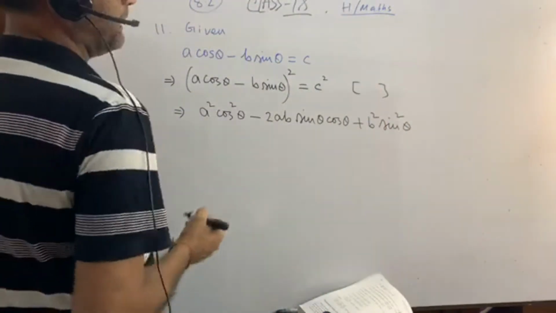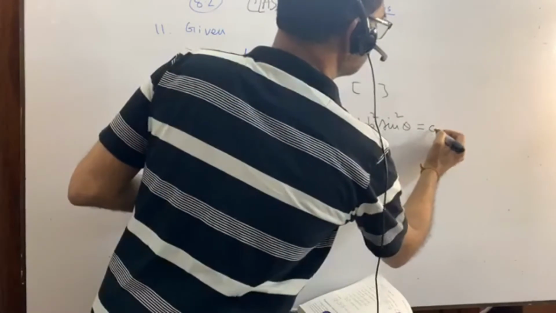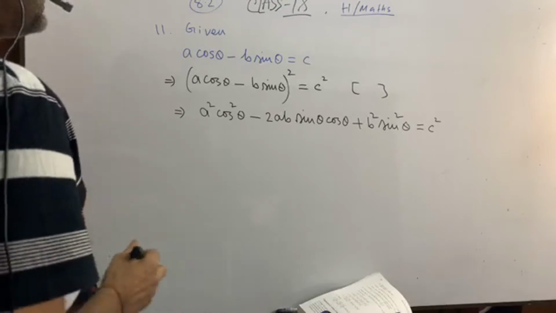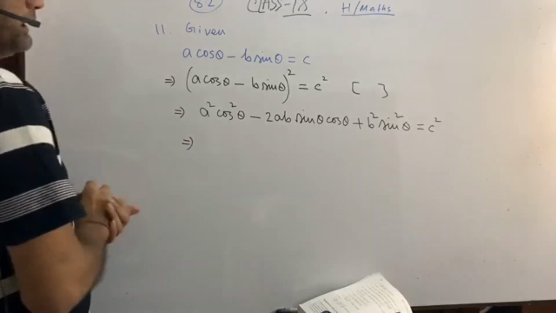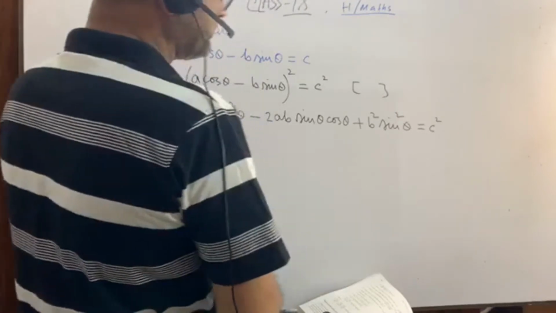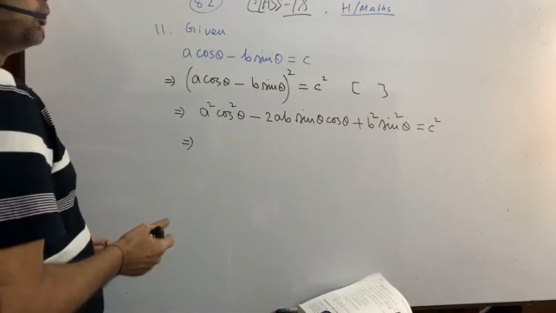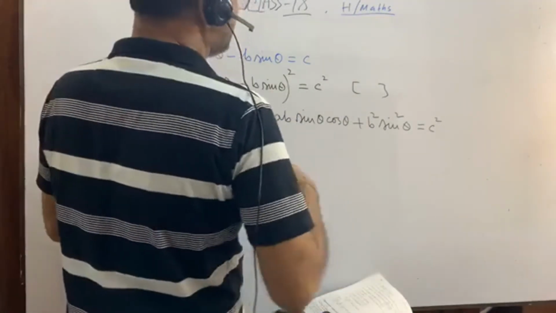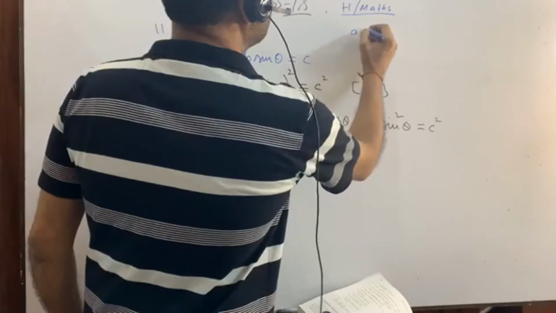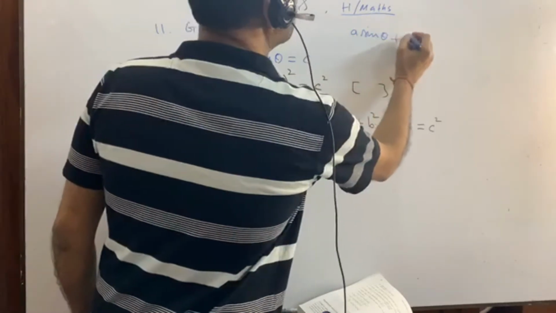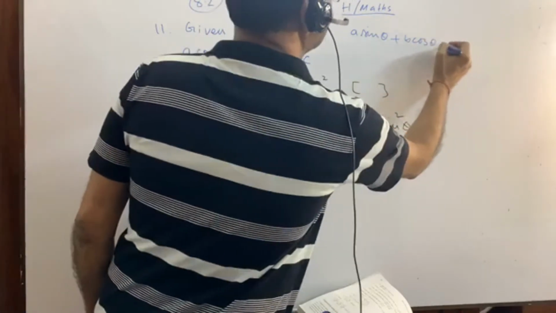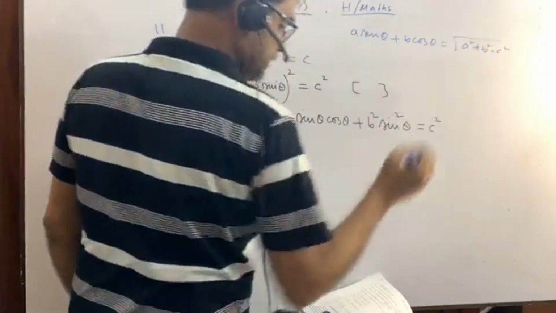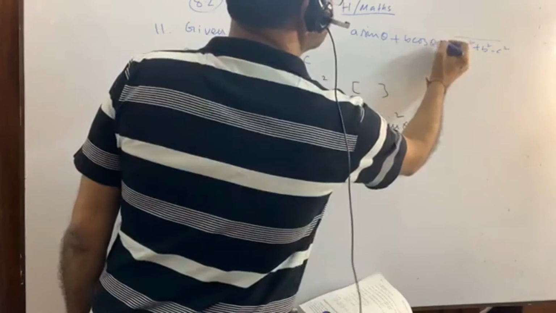Now on the right hand side you have to maintain the formalities and write c square. Now you see the proof again. On the left hand side of the proof there is a as coefficient with sin theta. What is given: a sin theta plus b cos theta is equal to root over a square plus b square minus c square. Of course, here it is plus minus.